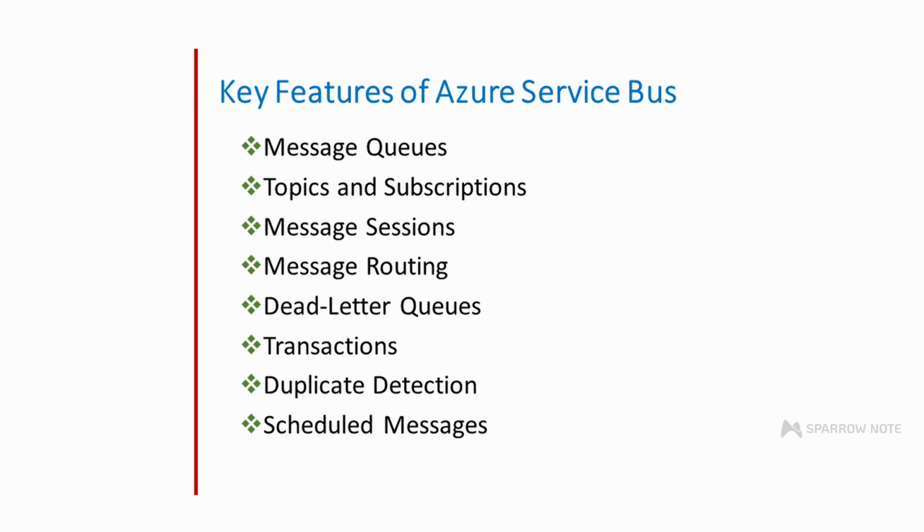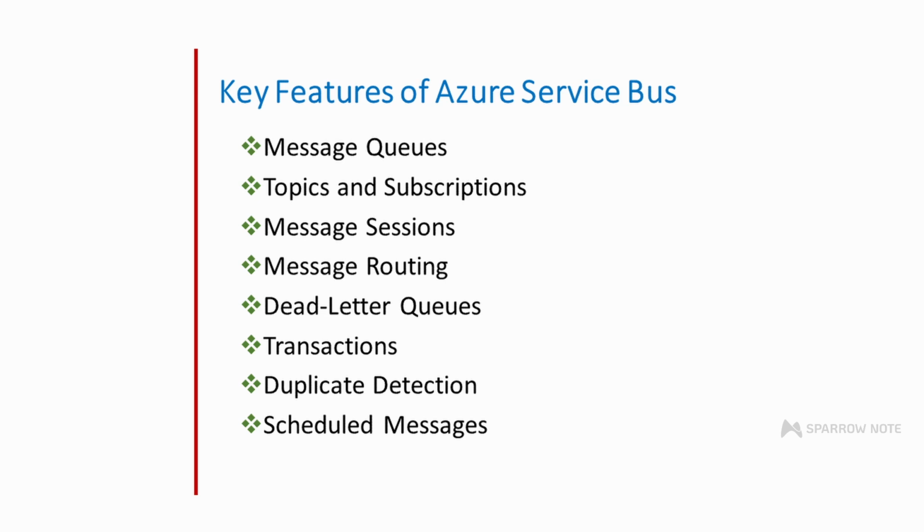Next one is topic and subscription. Topics allow messages to be published to multiple subscribers. This is useful in scenarios where a message needs to be sent to multiple recipients. Each subscription to a topic can have a filter applied to it, allowing the subscriber to receive only the messages that are relevant to them.